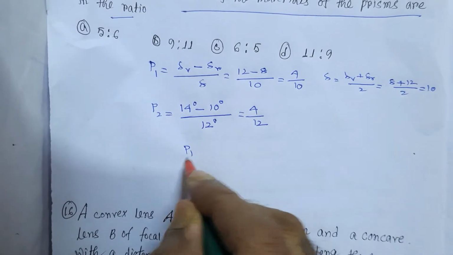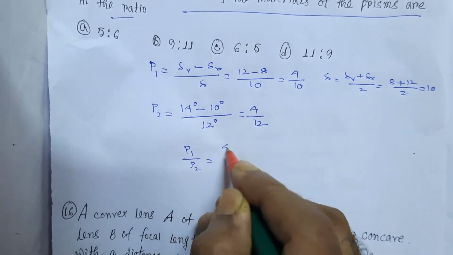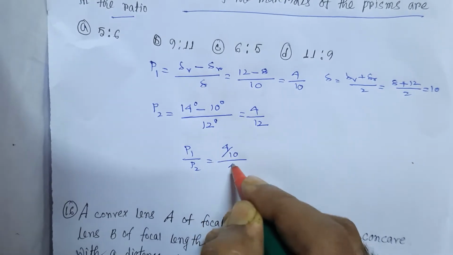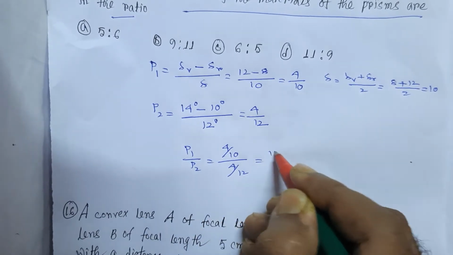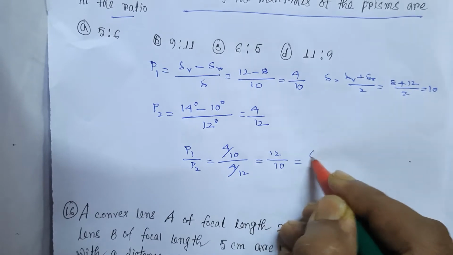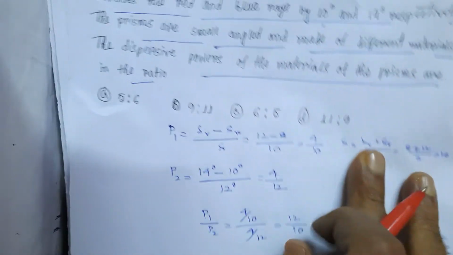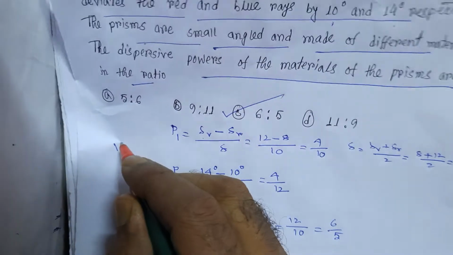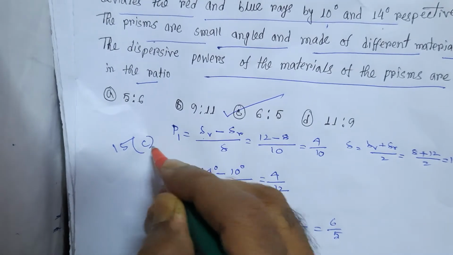Then the ratio P1 by P2 equals to 4 by 10 divided by 4 by 12, that is your 12 by 10, that is your 6:5. So the correct answer is C. So the correct answer to the question number 15 is C.